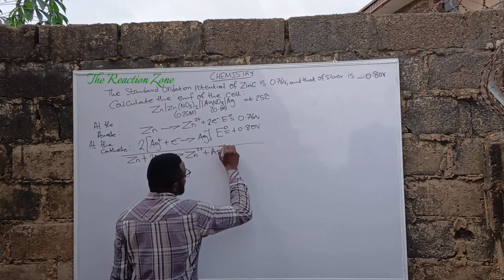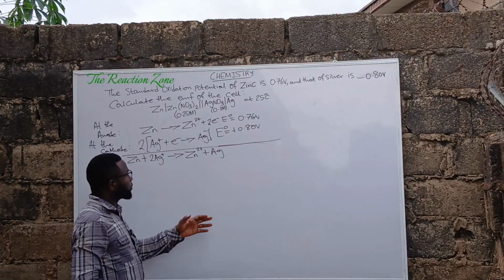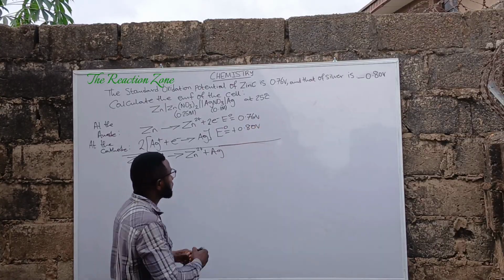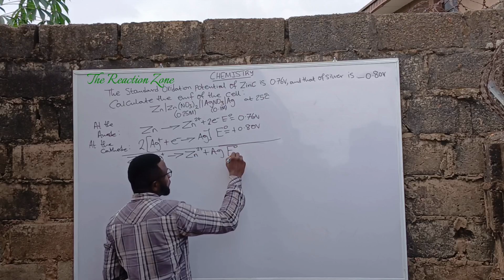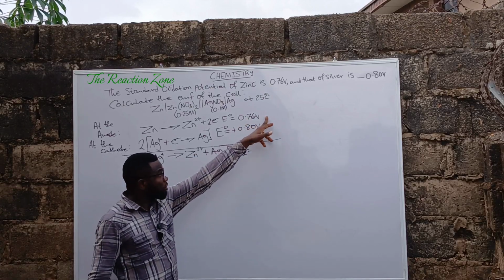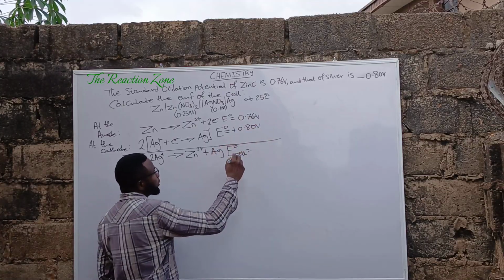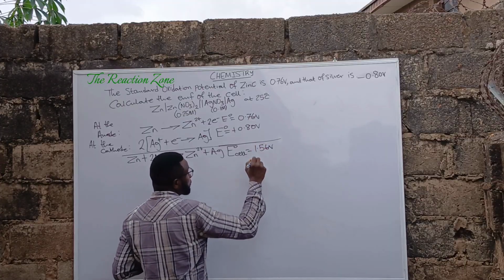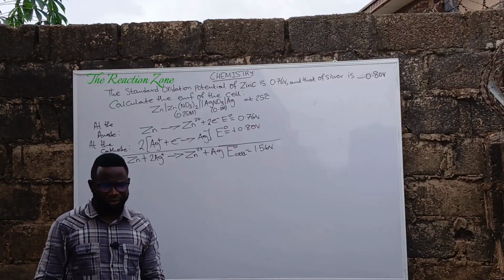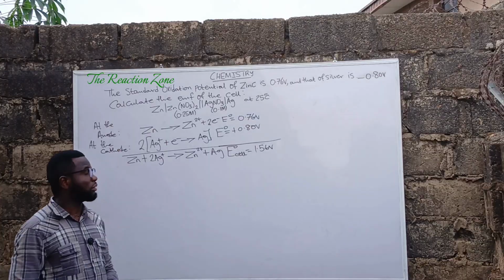So we have to calculate the standard cell potential, that's the E0 cell. Now we have the oxidation potential of the anode and the reduction potential of the cathode. So to find the standard cell potential, it is simply going to be the oxidation potential of the anode, which is 0.76 volts, plus the reduction potential of the cathode. So when these two are added together, you get 1.56 volts. So we have E0 cell. But this is not what the question is telling us to find. The question wants us to find the EMF of the cell, which is E cell.